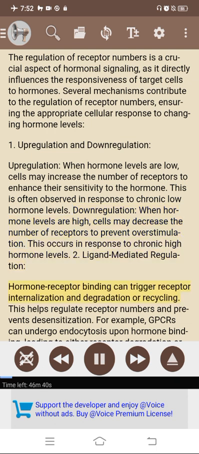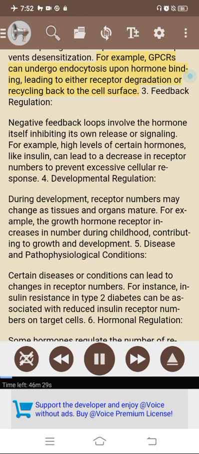2. Ligand-mediated regulation. Hormone receptor binding can trigger receptor internalization and degradation or recycling. This helps regulate receptor numbers and prevents desensitization. For example, GPCRs can undergo endocytosis upon hormone binding, leading to either receptor degradation or recycling back to the cell surface. 3. Feedback regulation. Negative feedback loops involve the hormone itself inhibiting its own release or signaling.